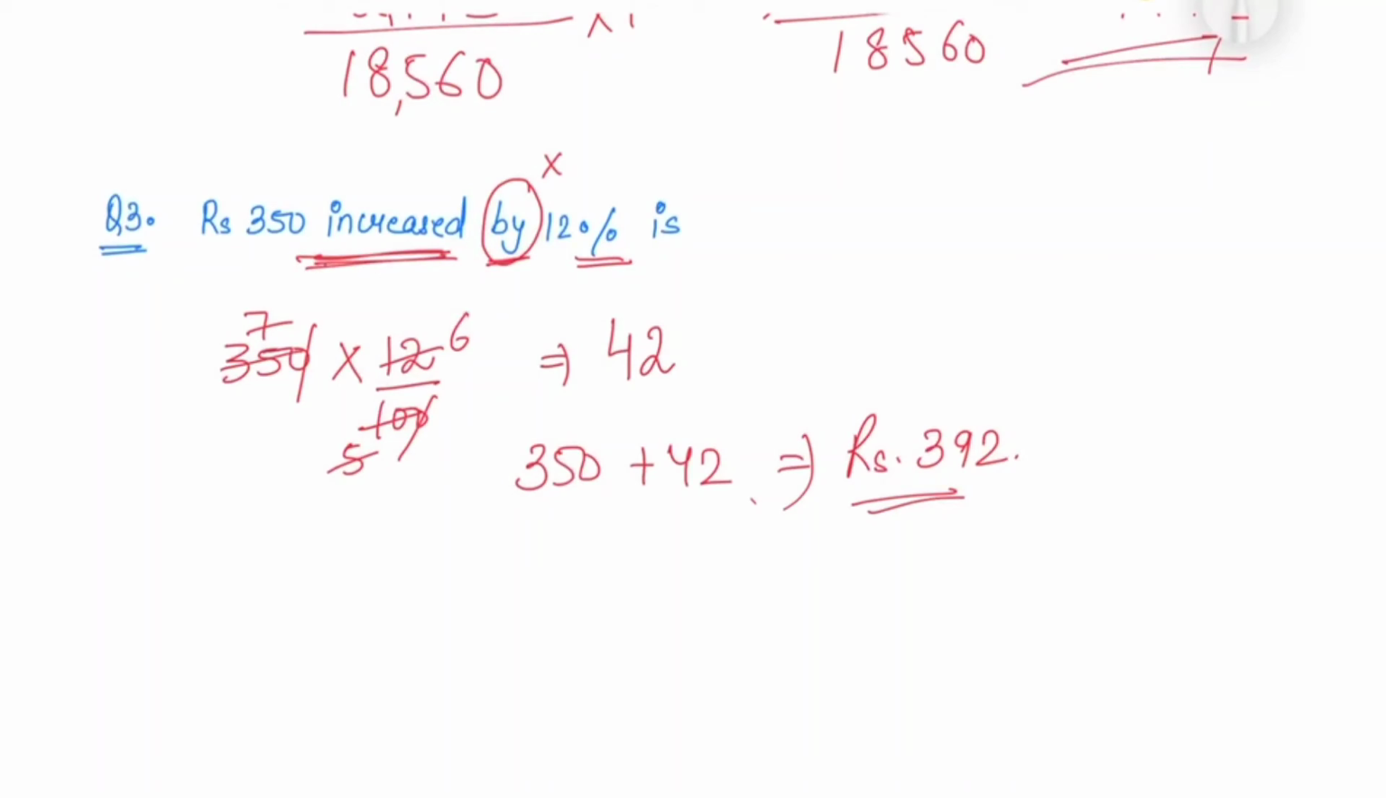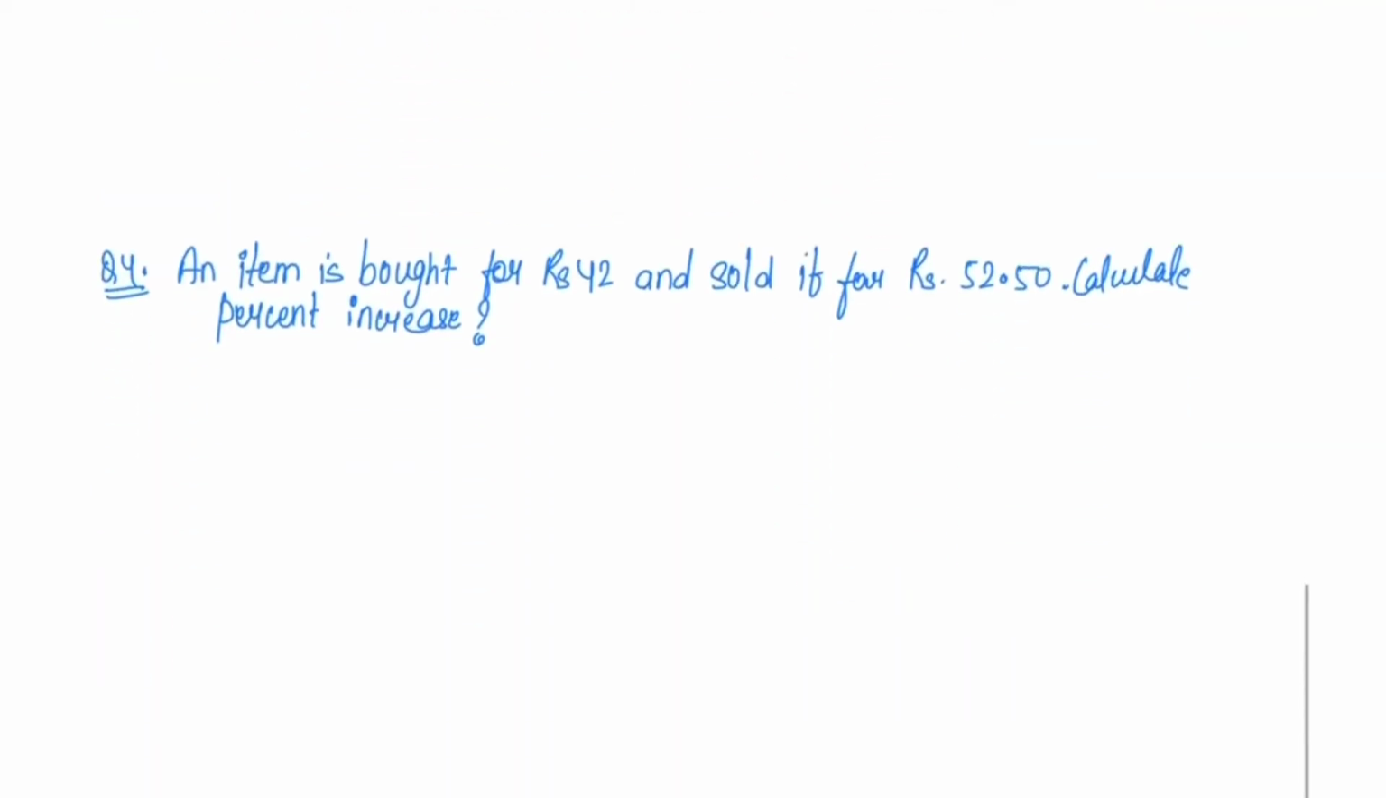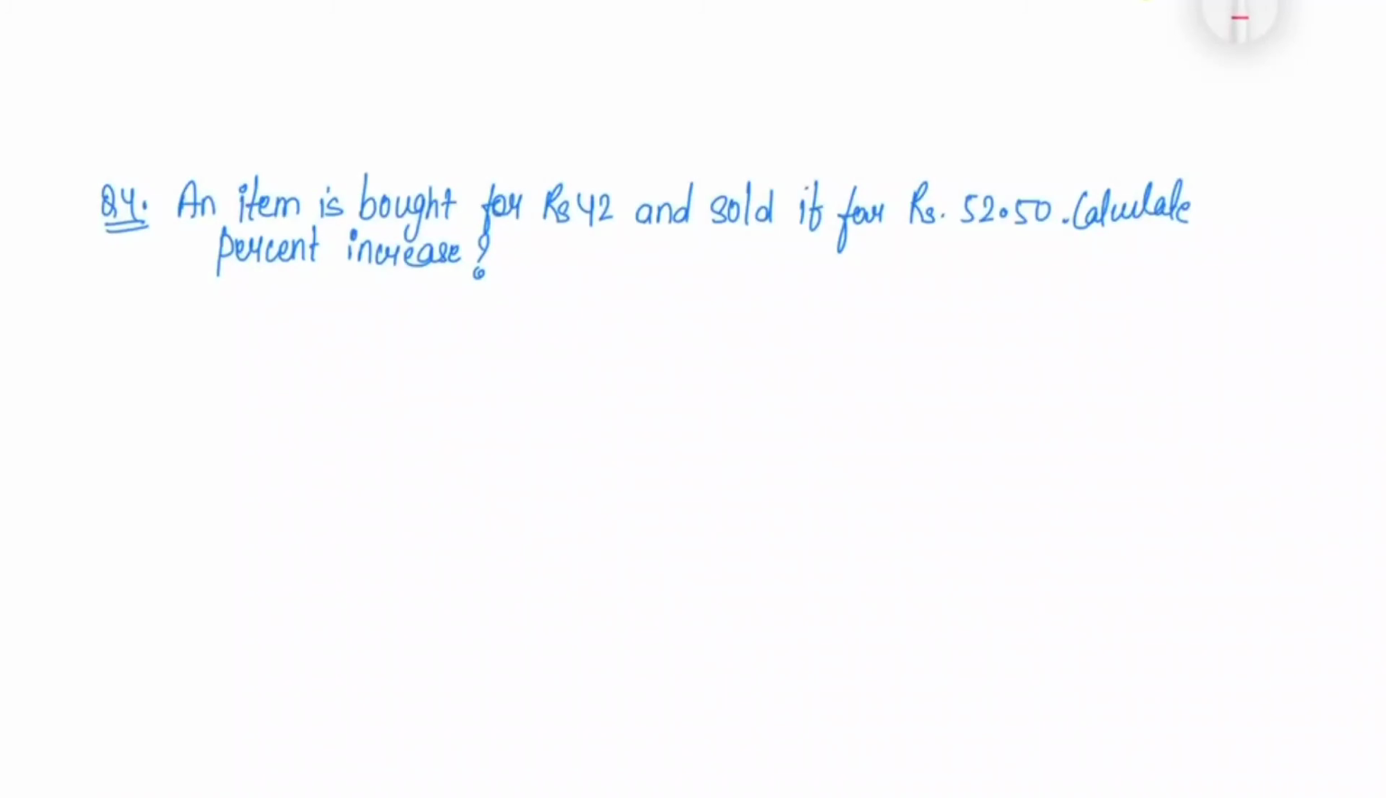Similarly, you can get one more question like this. Let's do the last question, that is, an item is bought for rupees 42 and sold for 52.50. Calculate the percentage increase. Now what you have to do is, again the same formula, that is percentage increase is equal to how much. Again let's refer to the formula.